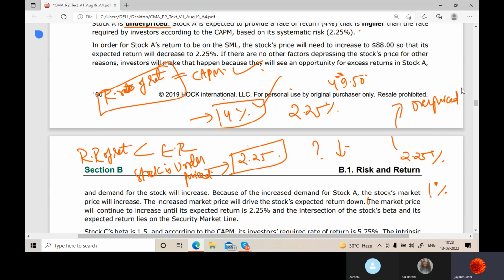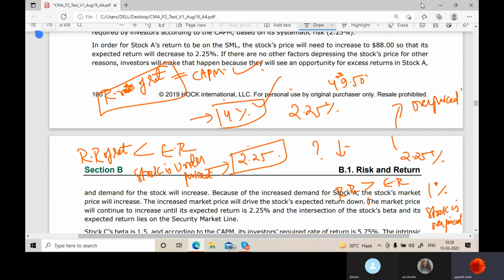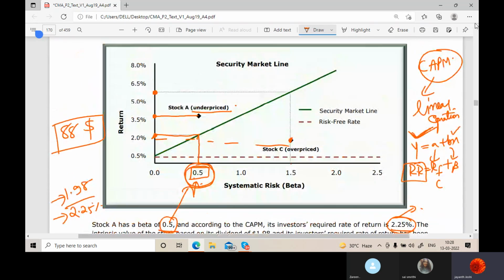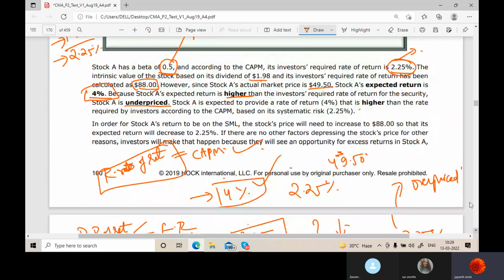So what happened here? When the required rate of return is more than expected return, the stock is overpriced. You don't make this your mantra, but you should know the concept behind this. So see here, when the required rate of return is less than the expected return, the stock is underpriced. When the required rate of return is higher than the expected return, the stock is overpriced. Please go through this concept. If you have any doubts, you can raise them right now and I'll move forward.